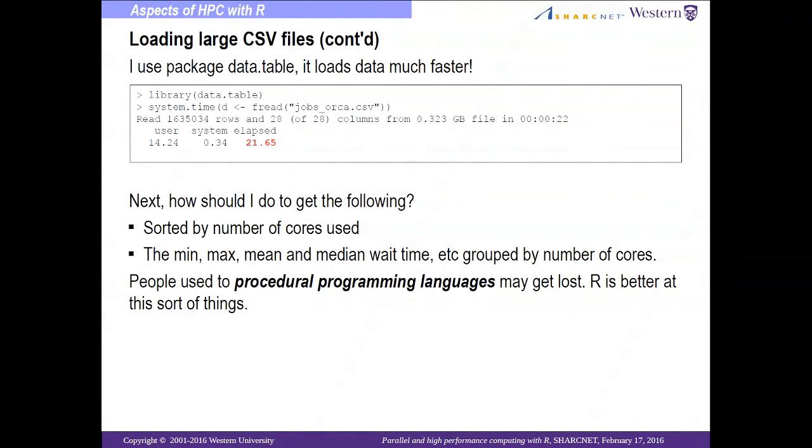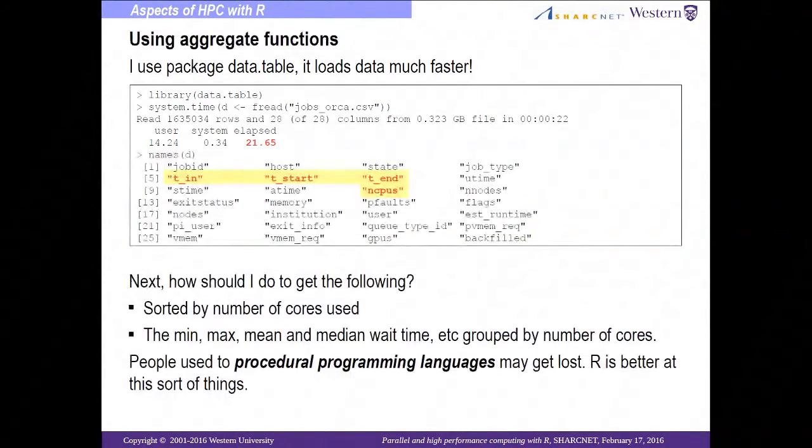So let's say I want to perform a task of sorting the data by number of cores, or we want to find a minimum, a maximum, or mean. People used to procedural programming may get lost here, might be using a for loop or some programming techniques that they're used to in order to get what they want. But R is much better at this sort of thing. This is where we want to use the aggregate function.